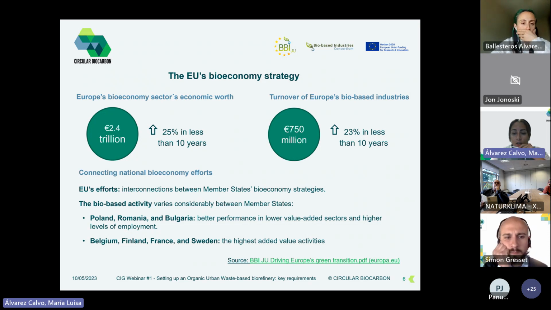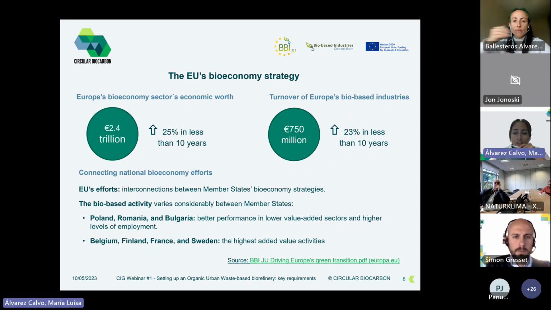On the other hand, European bio-based industries continued expanding, generating a total turnover of 750 million euros, which comprises bio-based chemicals and plastic, pharmaceuticals, paper and paper products, forest-based industries, textiles, biofuels, and bioenergy, and it supposed an increase of 23% in less than 10 years.